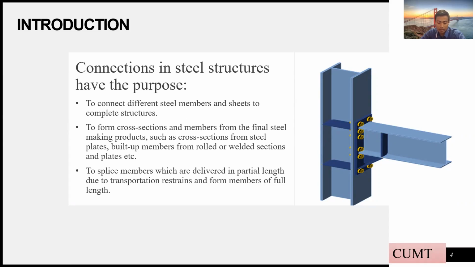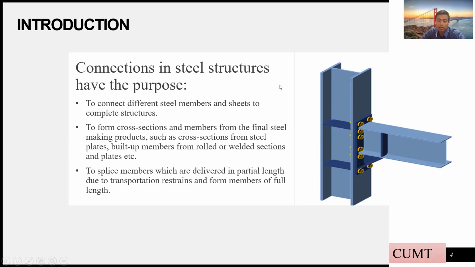Connections and joints are basically parts that connect or assemble two objects or two devices to each other. As we can see in this picture, two steel bars are connected with a bolt and nut.